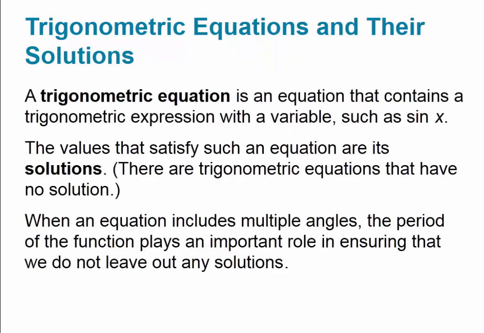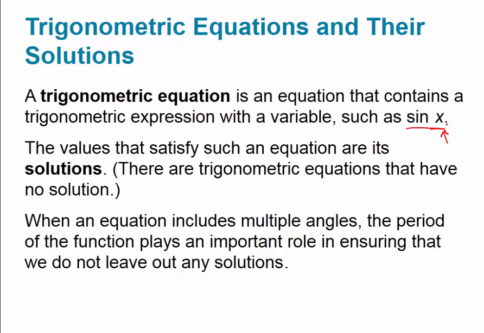Trigonometric equations and their solutions. A trigonometric equation is an equation that contains a trigonometric expression with a variable, such as here we have sine of x. If that expression was contained in an equation and we're asked to solve that, that's a trigonometric equation. The values that satisfy such an equation are the solutions, and remember, the trig functions are cyclical, so we can have lots of solutions here. There also are trigonometric equations that have no solution.